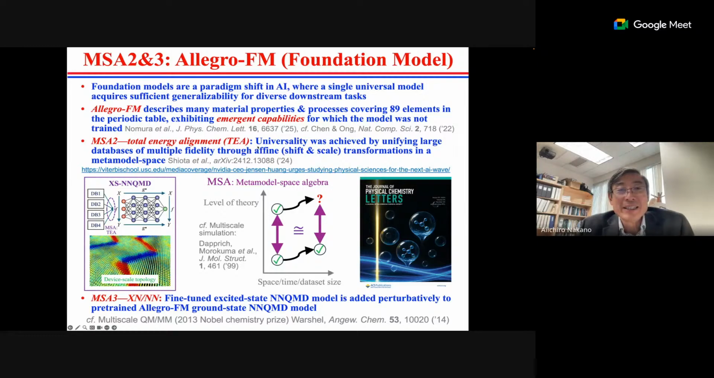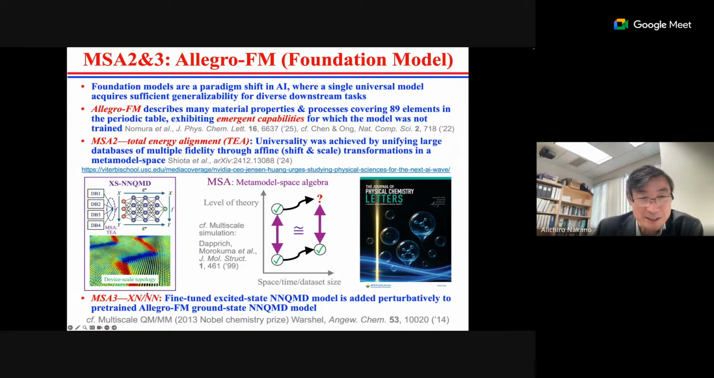So this is the second level of metamodel space algebra. Here, this universality was achieved by unifying large databases of multiple fidelity through the affine transformation, like a shift and then scale transformation in a metamodel space. So we have many approximations, quantum mechanical approximations, and we unify these for the large data set. Metamodel space means one axis is the level of theory, like different approximations. The other is the size of the data set. And so this is a kind of extrapolation. And this is how it was done in the so-called multiscale simulation chemistry, which won the Nobel Prize in 2013.